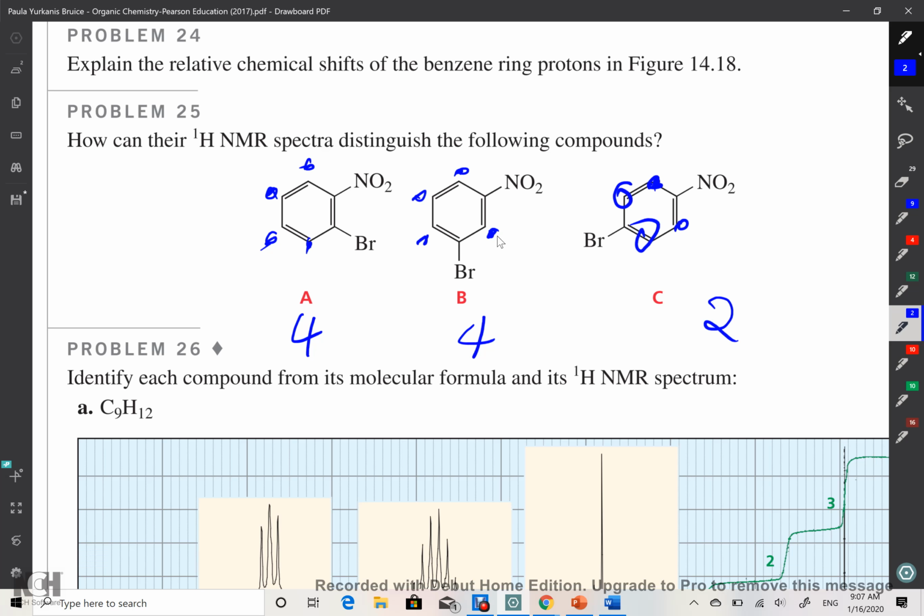Now, let's look at the multiplicity. Let's start with A. I will number those protons 1 up to 4. Let's call this proton 1, proton 2, proton 3, proton 4. So for proton 1, what will be the multiplicity? It will be a doublet. Does that make sense? This is proton 1. The only neighbor we have is 2.